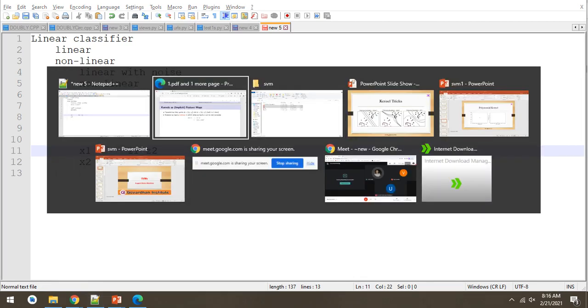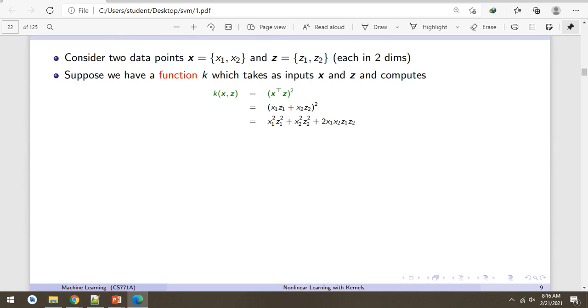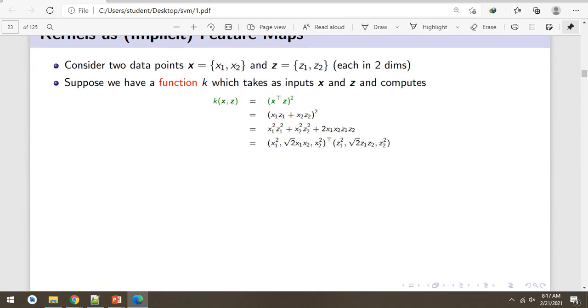So right now this T stands for transpose, and that will be considered as (x1 z1 + x2 z2) square. Now if you apply your formula, then x1 square z1 square plus x2 square z2 square plus 2 x1 z1 x2 z2. Now instead of this we can write it something like this: x1 square, under root of 2 x1 x2, x2 square, transpose. In short, when you multiply them, guys, you will get this value.